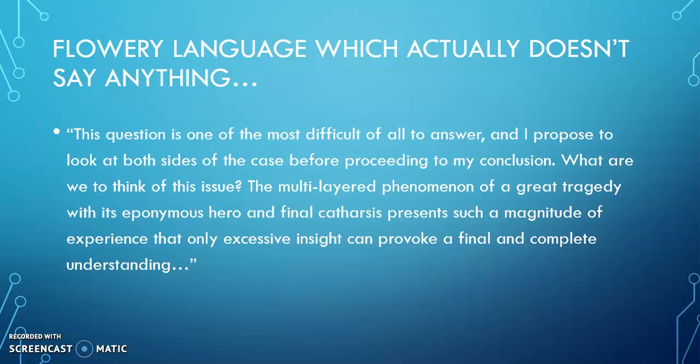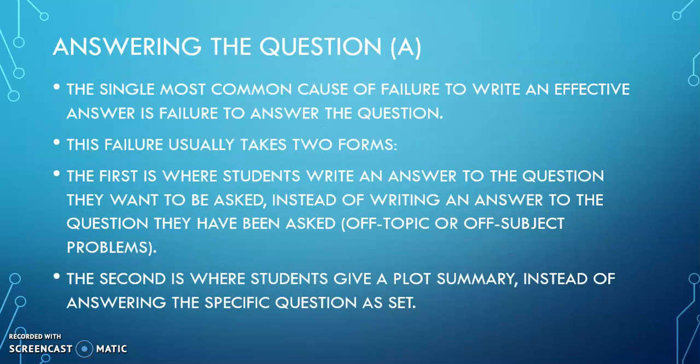So this is what Stephen means by flowery language, ornate language. The language may be flowery, ornate, complex even, but this passage actually doesn't say anything. This is the kind of language we need to avoid using. The next section in the chapter is called Answering the Question, and Stephen explains that the single most common cause of failure to write an effective answer is failure to answer the question.